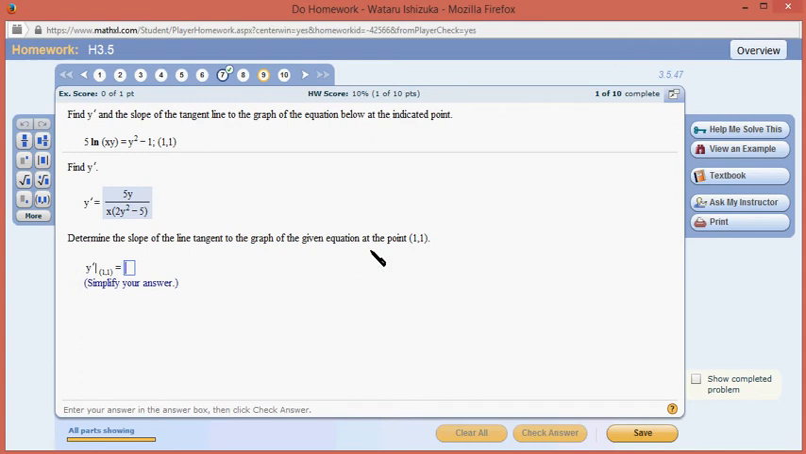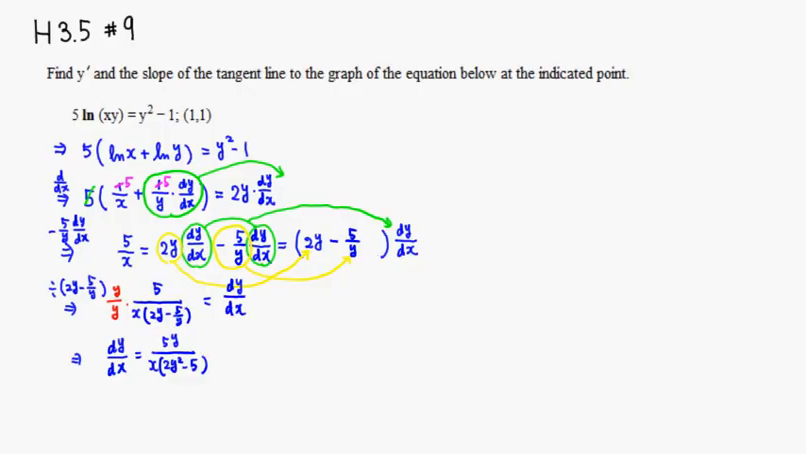Then we just want to evaluate this derivative at (1, 1). If you evaluate dy over dx at (1, 1), we just have to plug in x equals 1 and y equals 1. So we get 5 times y, which is 1, over x, which is 1, times 2 times y, which is 1 squared, minus 5. So we get 5 over 2 minus 5, so it's negative 3. So the answer is negative 5/3.